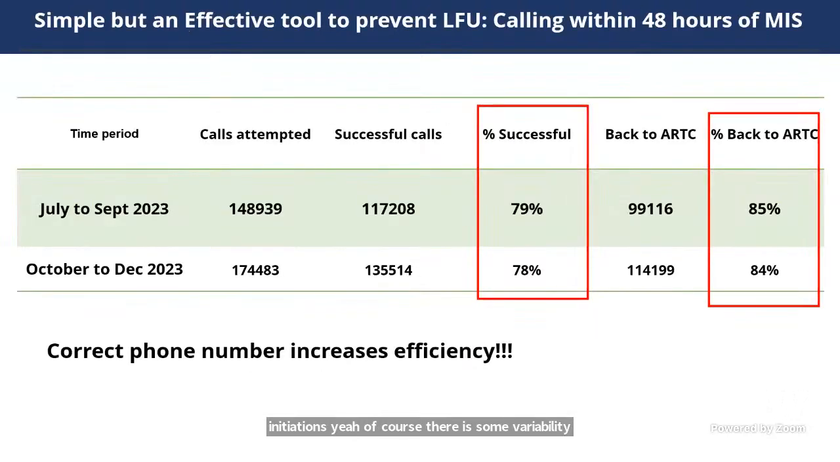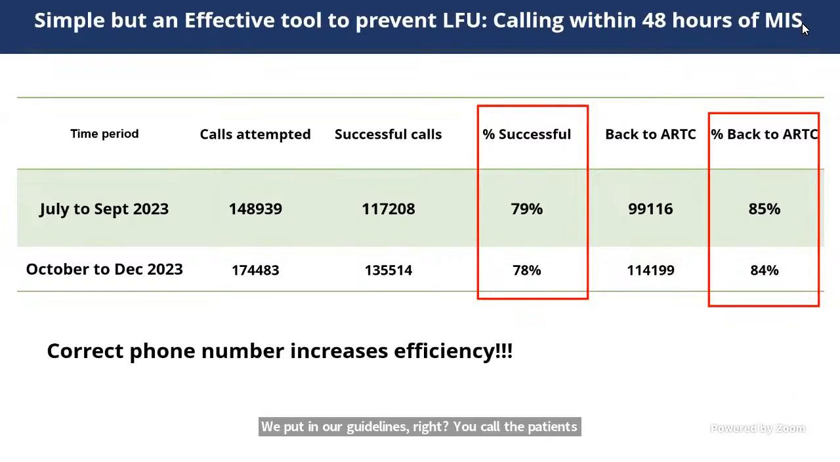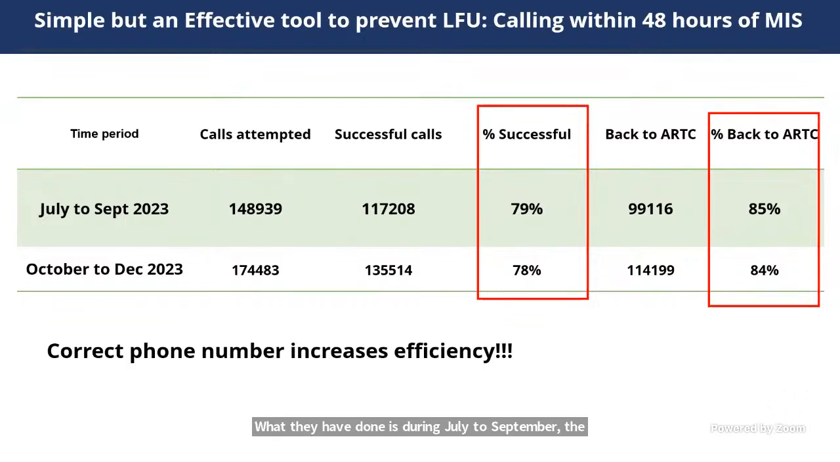Now I'm showing you another important thing. What if you have called patients within 48 hours of missing therapy? We put in our guidelines, right? You call the patients within 48 hours. So this is one example from one state. What they have done is during July to September 2023, they started to call patients successfully. 79% of the patients they were able to call, and you got back around 85% of them. Next quarter, 78% and 84% of them came back.